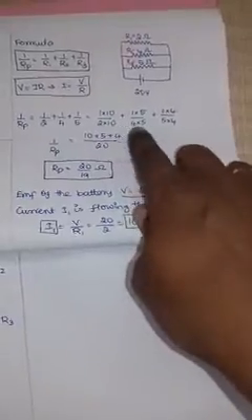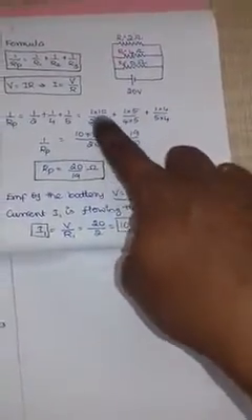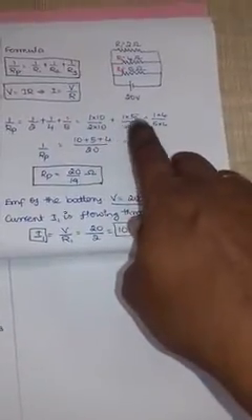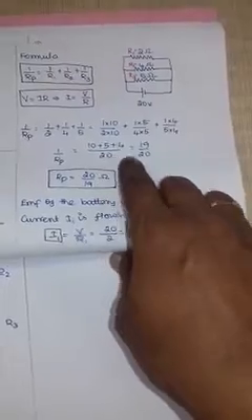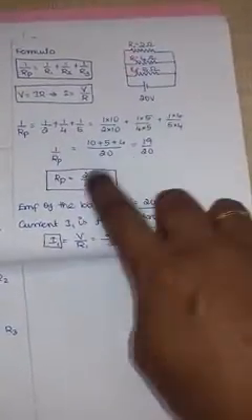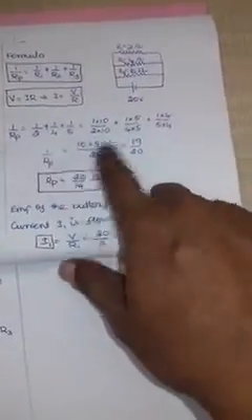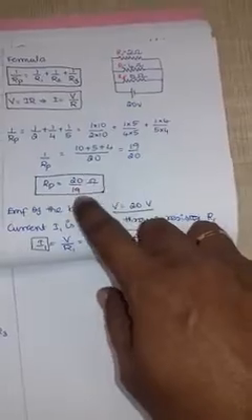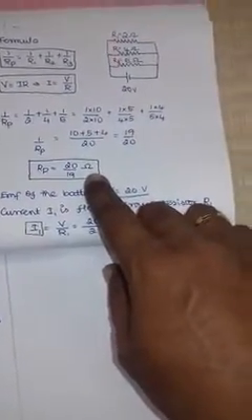So the denominator remains the same for all of them, 20. So I am taking it as common. Here we have 10 plus 5 plus 4 divided by 20, that will give 19 by 20, that is 1 by Rp. So what is Rp? Just cross multiply this equation. Rp is equal to 20 divided by 19 ohm, that is the total effective resistance of that system.